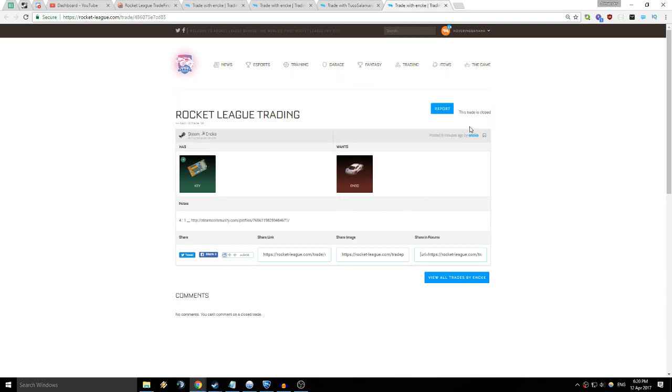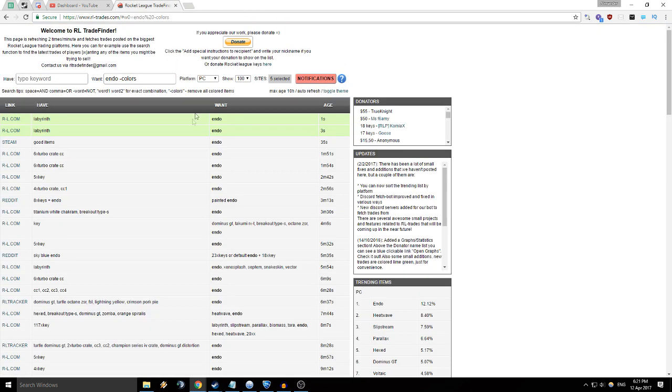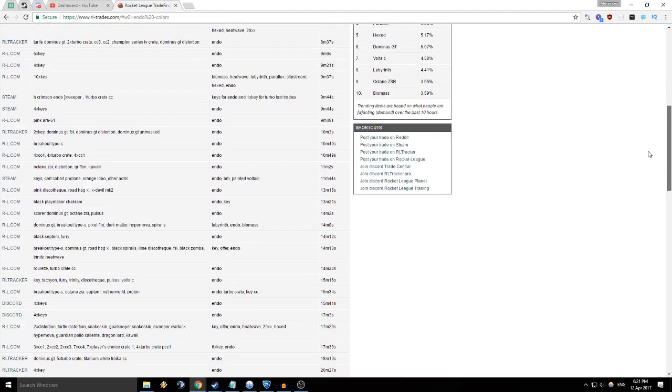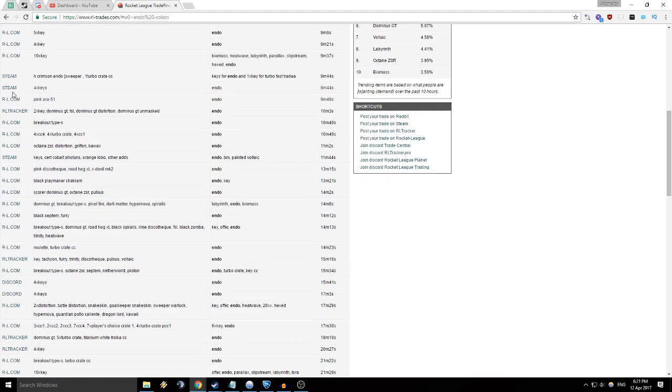This guy that was offering 4, his trade's closed, and we actually see that the first guy offering 5, that's actually this guy. So he might have closed his trade because he couldn't get one for 4, so he's trying to get one for 5 now. So that's a very good sign for us. This guy's offering a labyrinth. That's about 5 keys as well. So we're seeing a lot of 4 to 5 keys to buy an endo for.